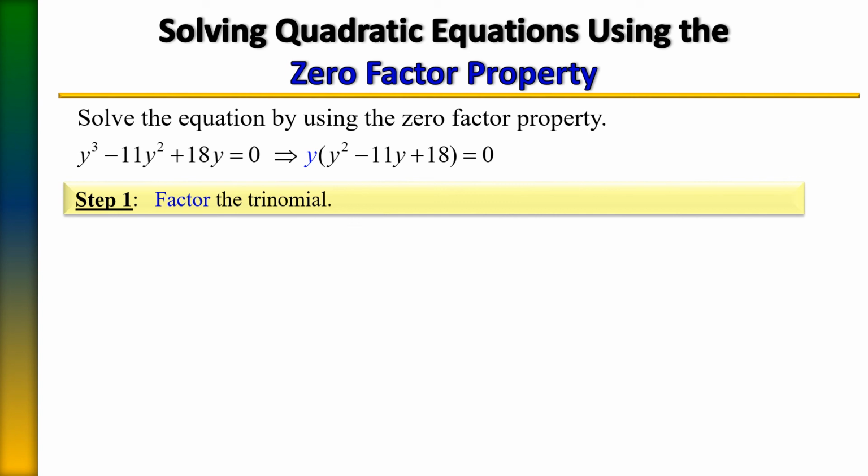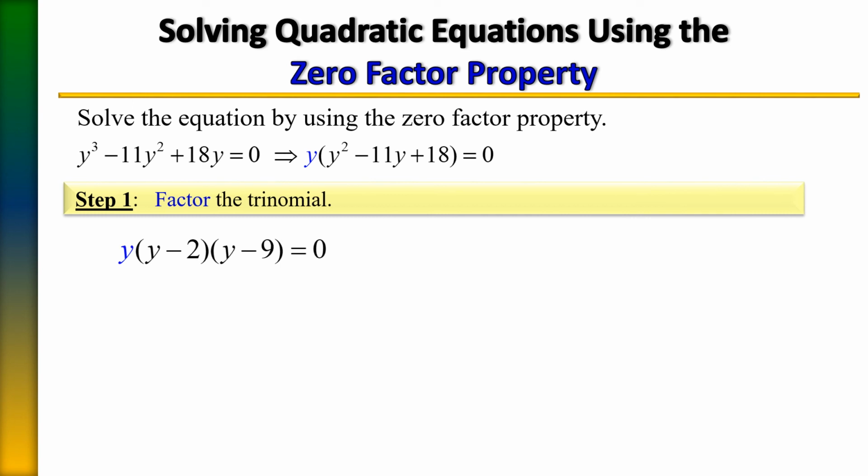When you are left with the highest degree term being a squared term, so you have a degree 2, a degree 1, and a constant, you should always try to factor it further if possible. So let's go ahead and factor that trinomial into two binomials with the GCF being on the outside.